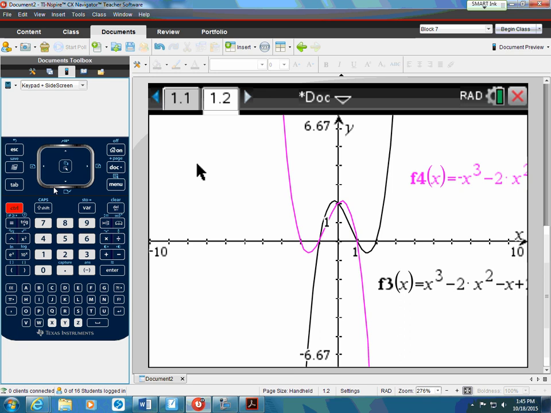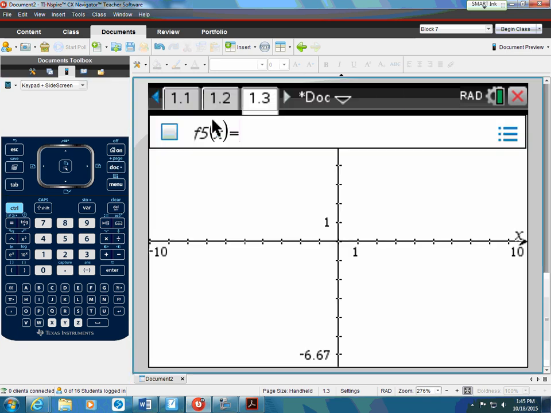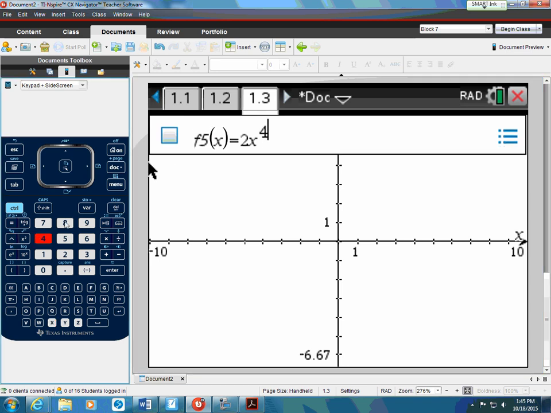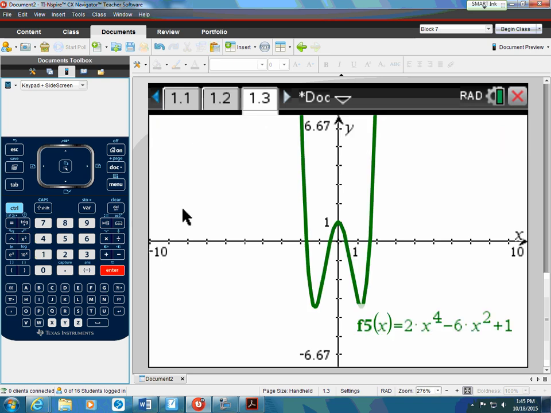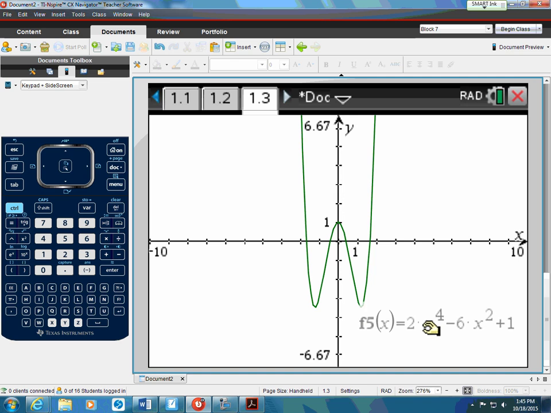So first off, again, hopefully you are graphing this with us to get used to typing in these higher powers. Our original is 2x to the fourth minus 6x squared plus 1. So there's our original parent function in this case, and we're hoping to see a vertical compression, so making it closer to the x-axis.